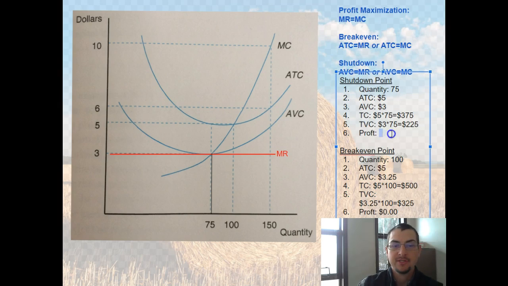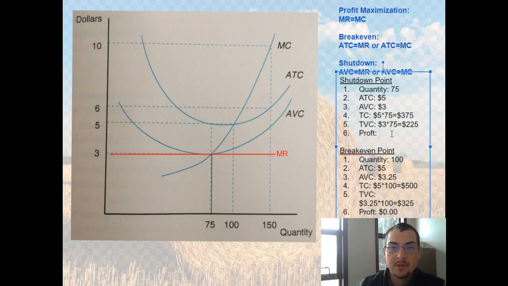So what's our profit in this example? Well, what is our price per unit? How much are we receiving per unit? Well, that's equal to our marginal revenue curve. So our marginal revenue is at $3 in this example. So $3 times the quantity is equal to $225. So if we're making $225, that's how much revenue we're drawing in.